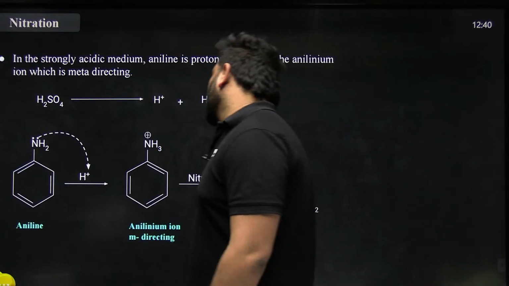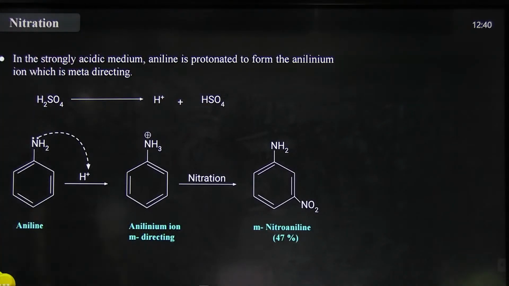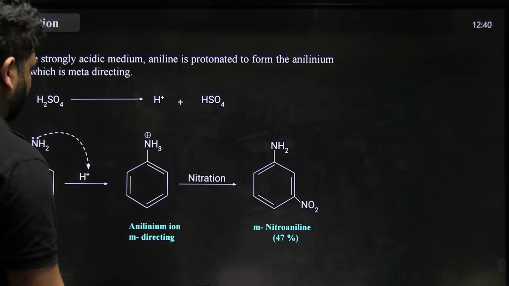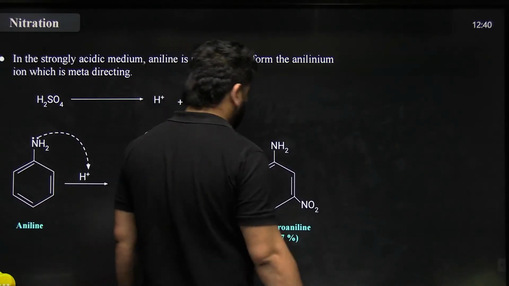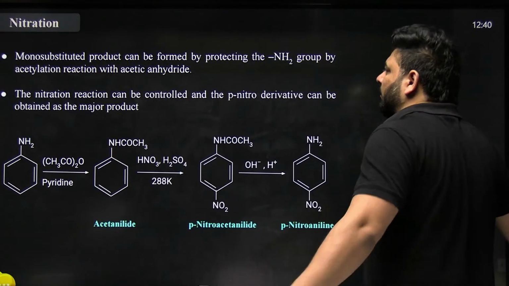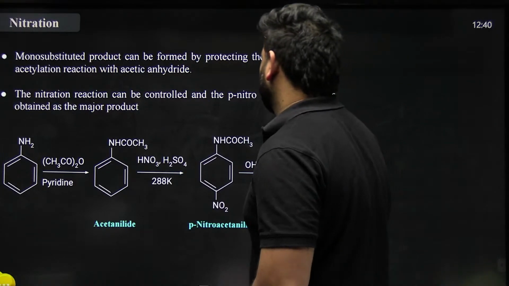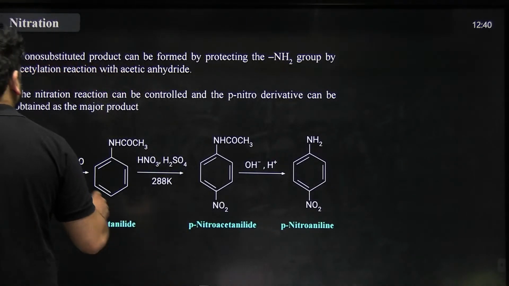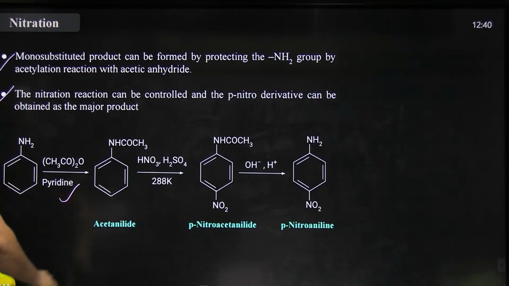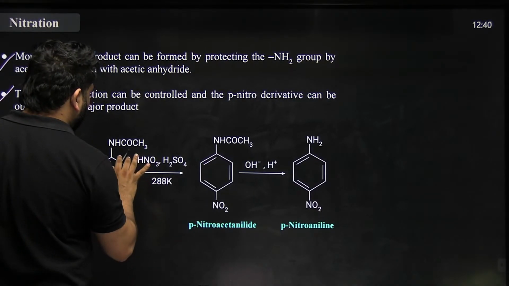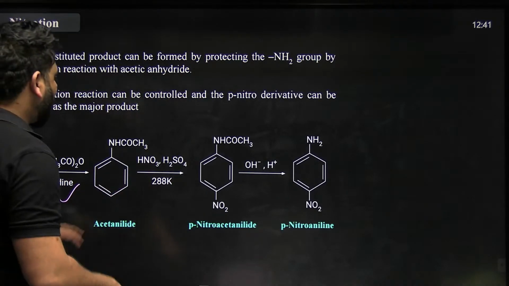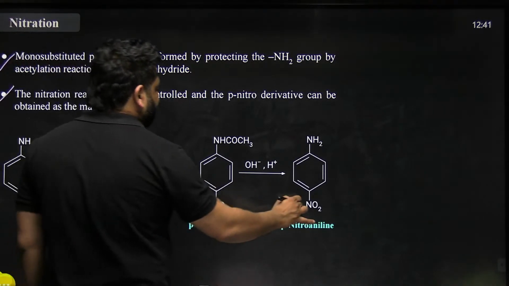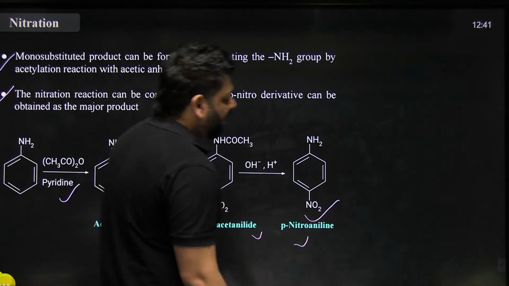So now what we have to do in order to recover it, and if you want to get the ortho and para product in good measure, then you need to do what? Carry out the reaction in basic medium then? No, first you do the acylation itself. See, acylation we are doing. After acylation, it has become something that is not affected by the acid. So the reaction keeps on doing its work, and para and ortho will be there as the major products.